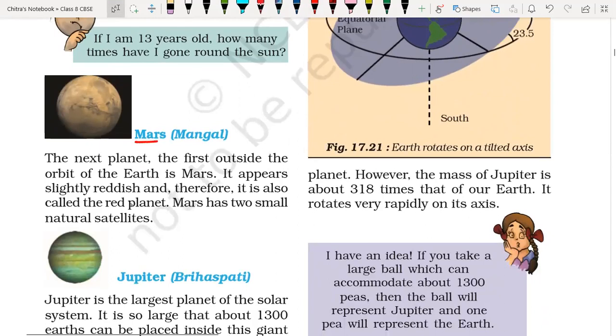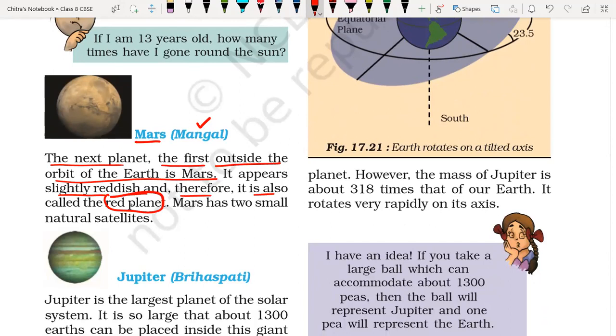Next planet we have is Mars. It is also called Mangal. The next planet after the Earth, the first outside the orbit of the Earth, is nothing but Mars. It appears slightly reddish, and therefore it is also called the red planet.